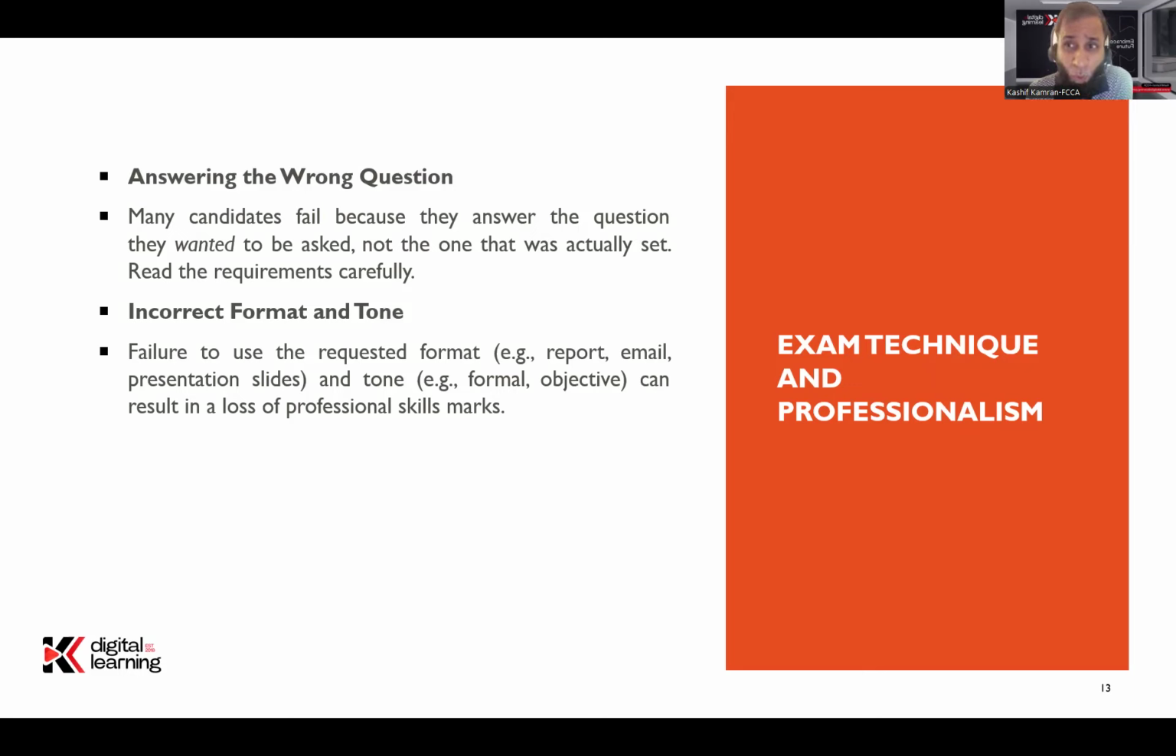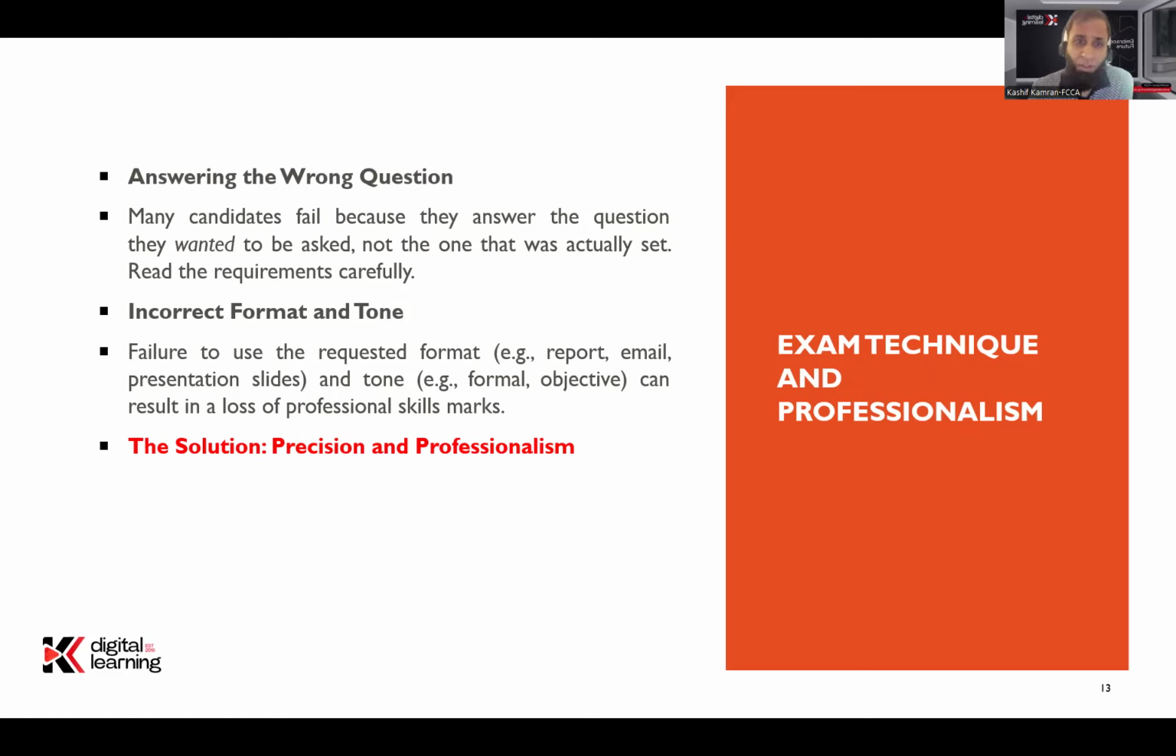So if you're not toning the answer properly, and you're not presenting the answer in the format requested, you're losing easy professional skill marks, and you're not creating a good impression in front of your marker.